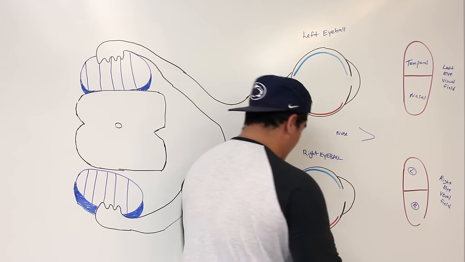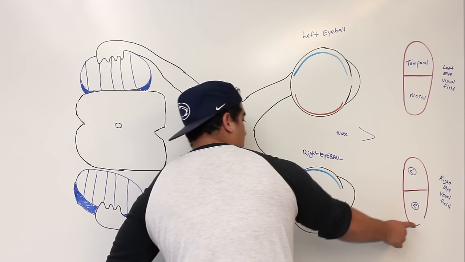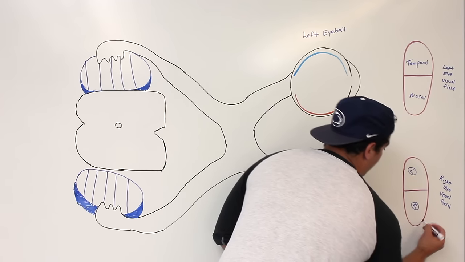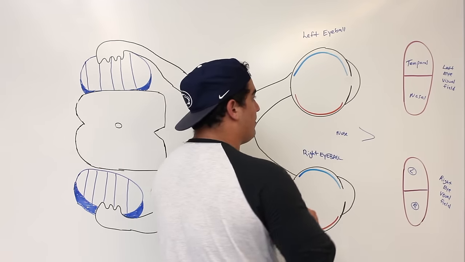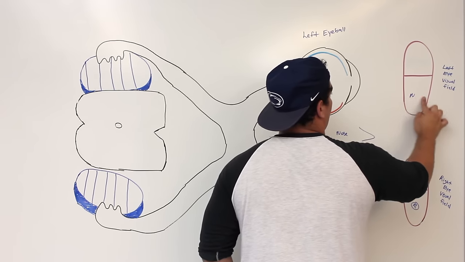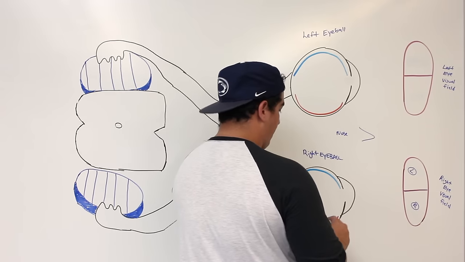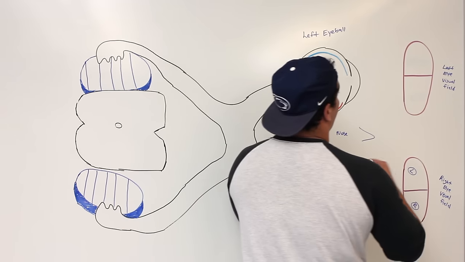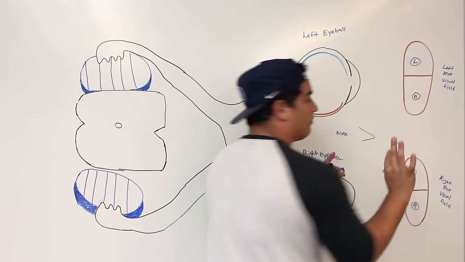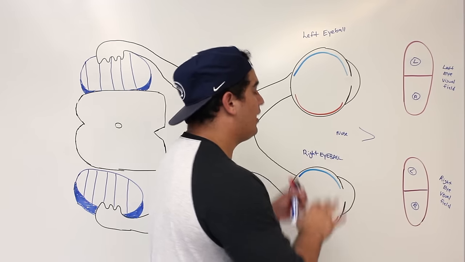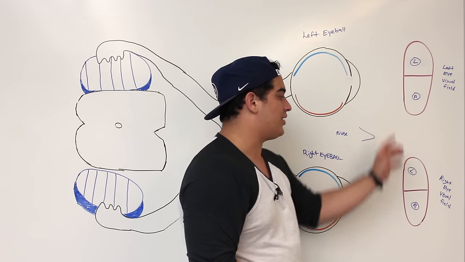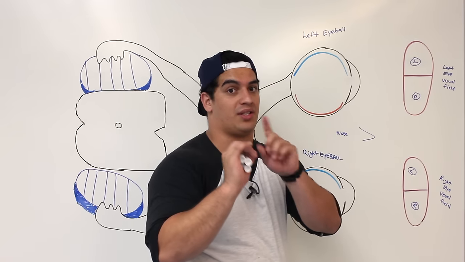I just want to make it as simple as I possibly can here. This whole right eye is going to have two fields: the right visual field and left visual field. Same thing, this left eye is going to have two visual fields, a left visual field and a right visual field. Simple as that. Now we're going to be able to do this a lot easier, so instead of using the words nasal and temporal, but understand those words because it's going to be important in lesions.